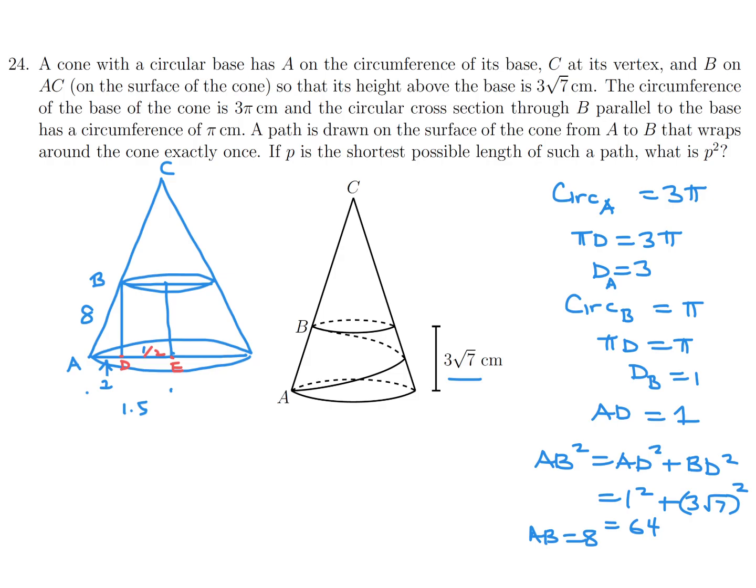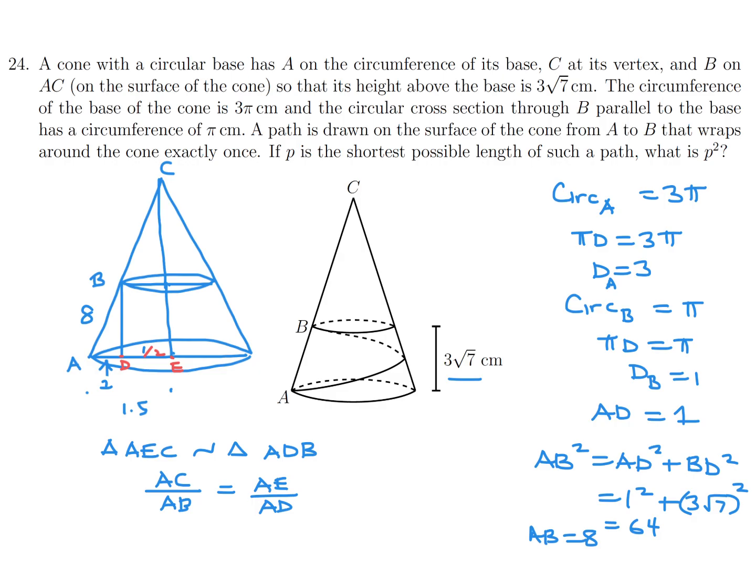Well, I'm going to stretch it all the way to the top, like that. So triangle AEC is similar to triangle ADB. That means that AC over AB is the same as AE over AD.